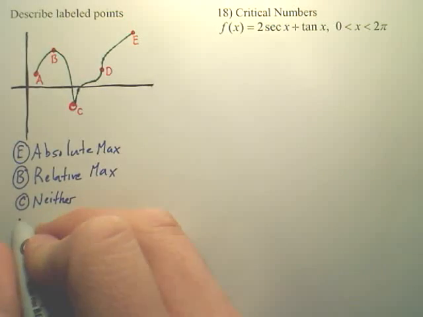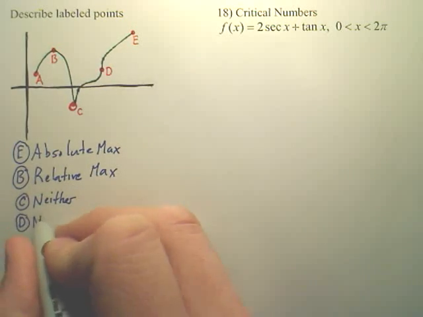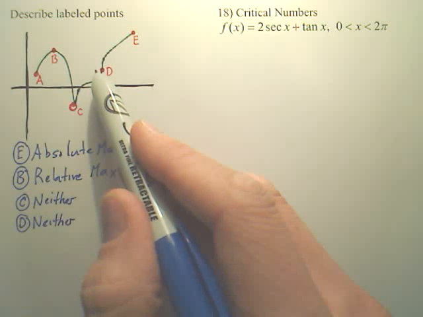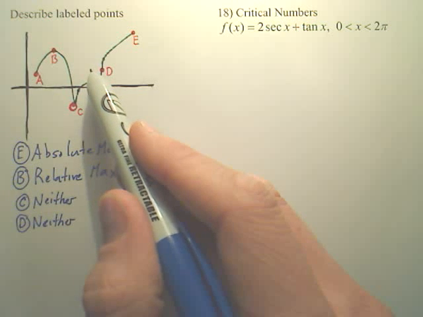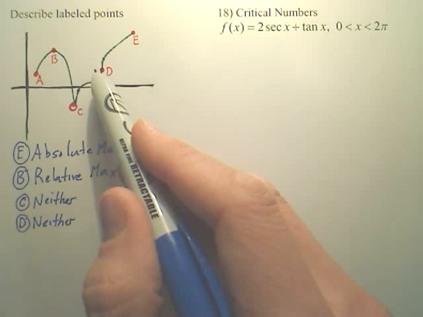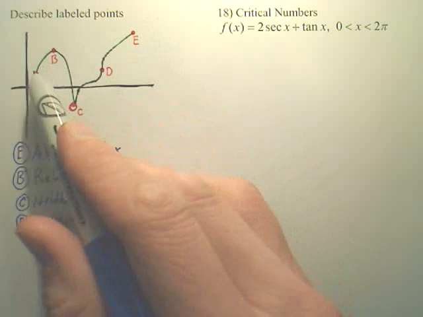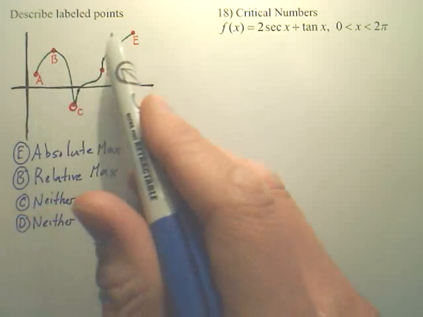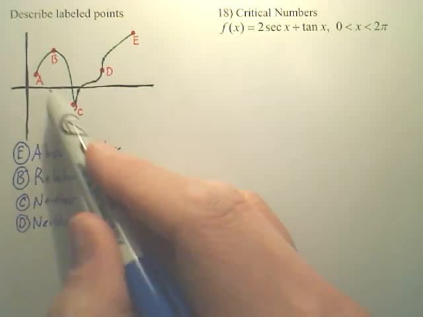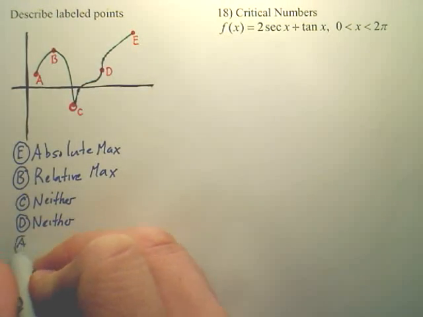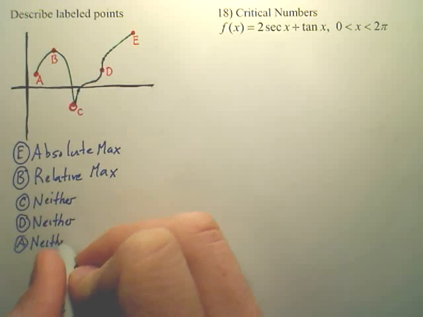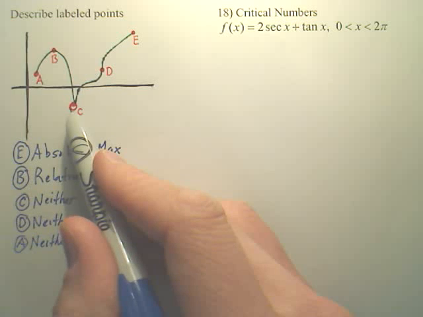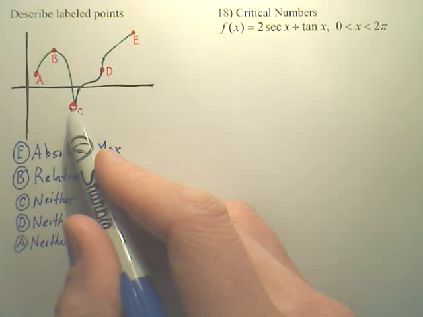Okay, D is neither. We have a lot of neithers on this one, because D isn't a height or a top. It's not a relative. It's not a hill or valley. It's nothing. A could have been a max or min, but is there something higher? Yeah, this one's higher and this one's lower, so A is neither as well. Again, this kind of messed it all up. There would have been an absolute min here. This could also be called a relative min.